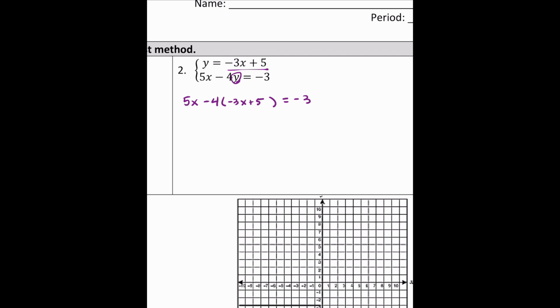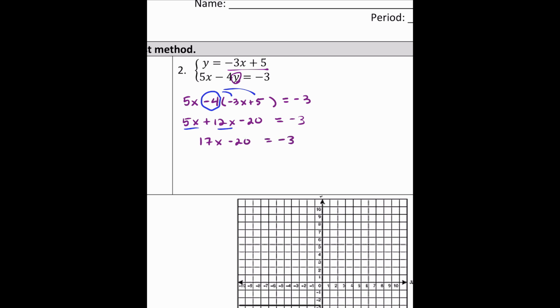Now, notice that we have a number in front of the parentheses. So this negative 4, I'm going to have to distribute. So I have 5x plus 12x minus 20 equals negative 3. And here I can go ahead and combine the like terms. So I have 5x plus 12x, which is 17x, minus 20 equals negative 3.